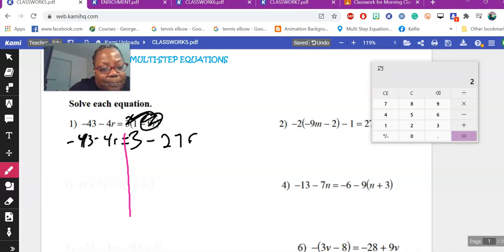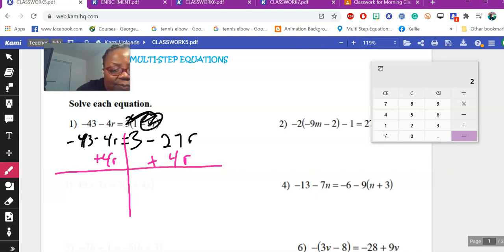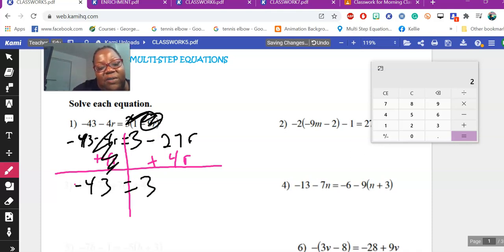Negative 4r means I'm going to add 4r to both sides. When I do that, negative 43 is still here. That canceled out. Bring my 3 down. Now I have negative 27 plus 4. So when I have negative 27 plus 4, that should give me a negative 23r.